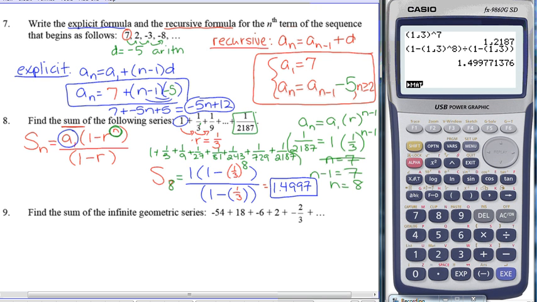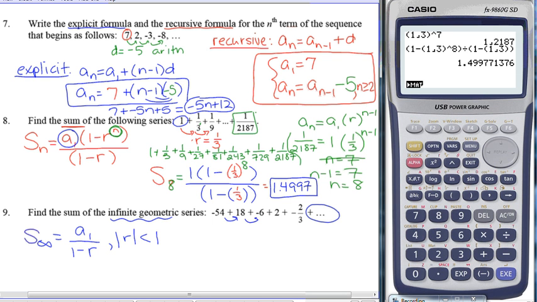All right, number 9, find the sum of the infinite geometric series. That infinite means this keeps going forever. So my formula from my formula sheet is the infinite sum is a sub 1 over 1 minus r, and this only works when our common ratio is less than 1 in its absolute value. So that means our common ratio has to be a little number between -1 and +1.